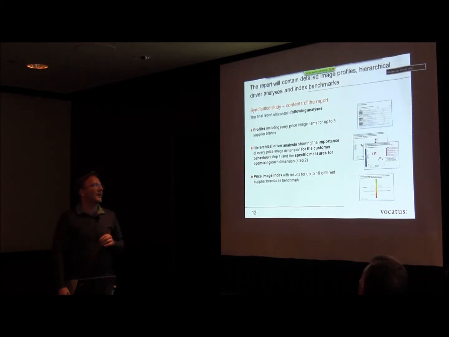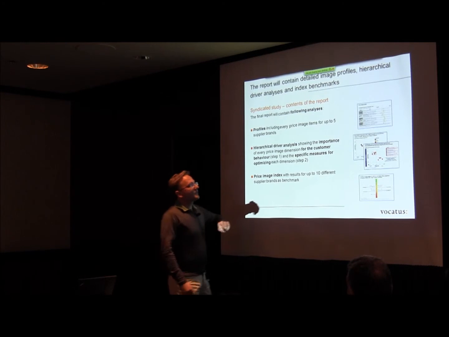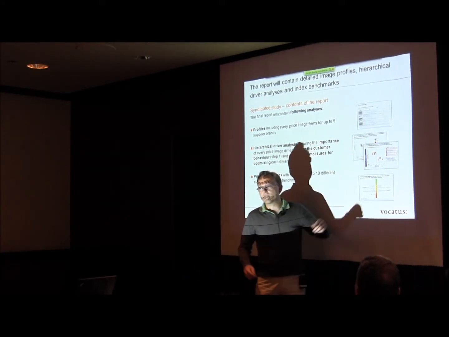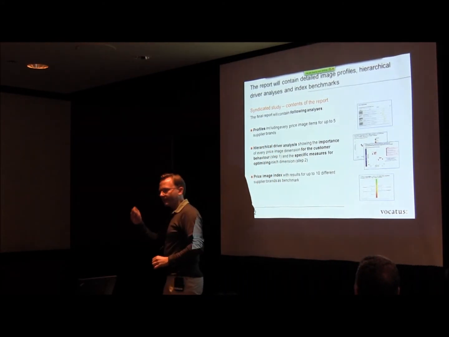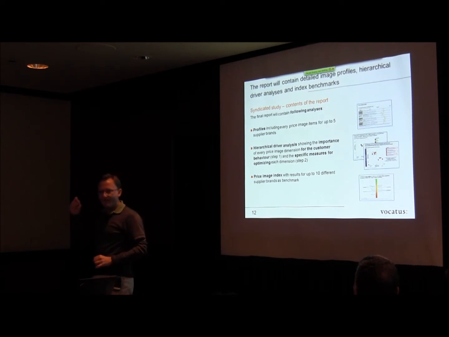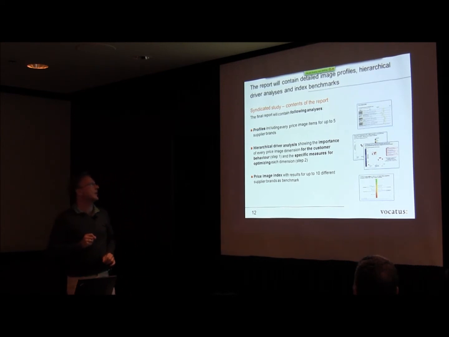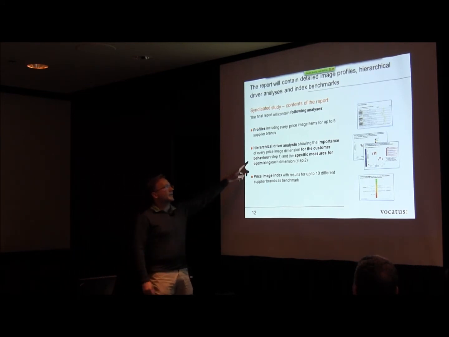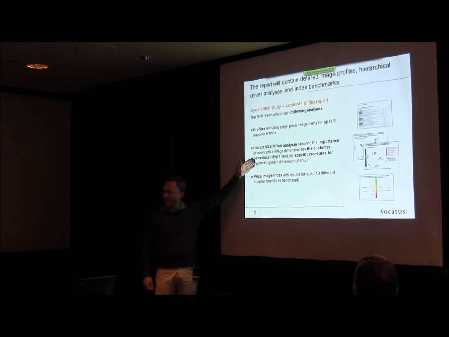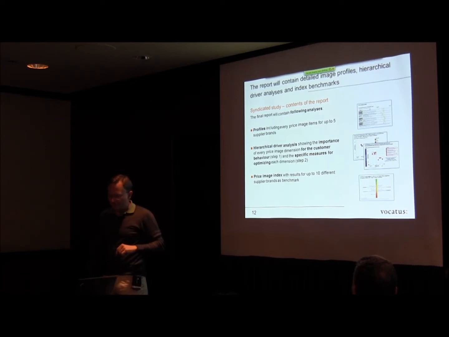This report would look like that. You would get different profiles for given brands. You see along those dimensions the different evaluations, along those price image driving dimensions. You would get the hierarchical driver analysis like you just saw it. First level, the drivers for price image, second level, the drivers for each of those dimensions. And you would get the price image index.